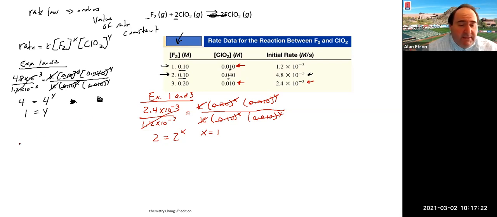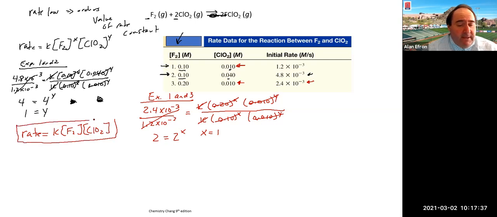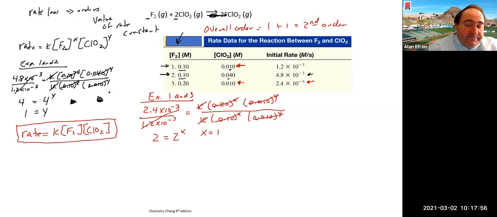But what that means is now that we have the orders, we can write the actual completed rate law, which would look something like the rate is equal to K times F2 to the first power, ClO2 to the first power. Again, we don't have to put the ones there because it's assumed to be 1 in that particular case. We also know now that the overall order of this reaction is 1 for X and 1 for Y, which again means that this particular one is also a second order reaction here.